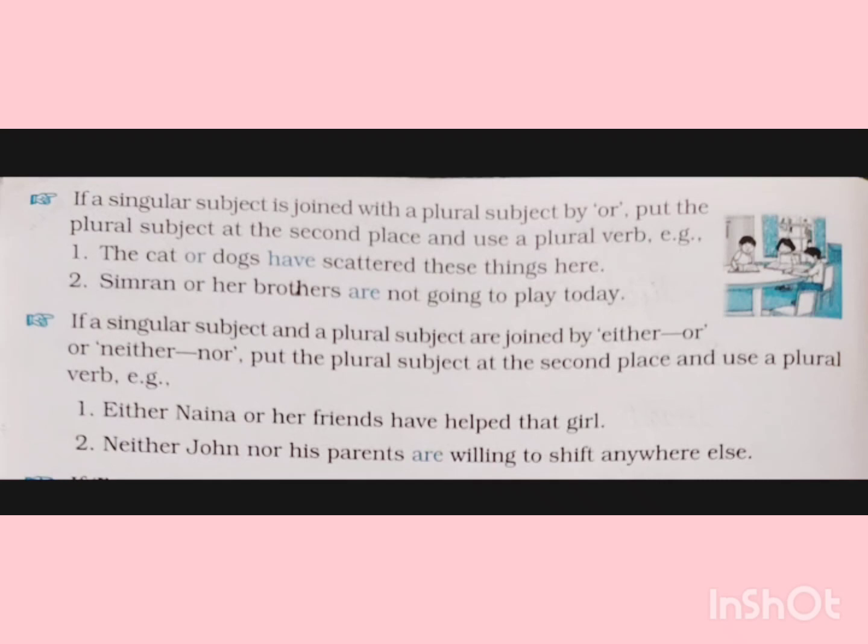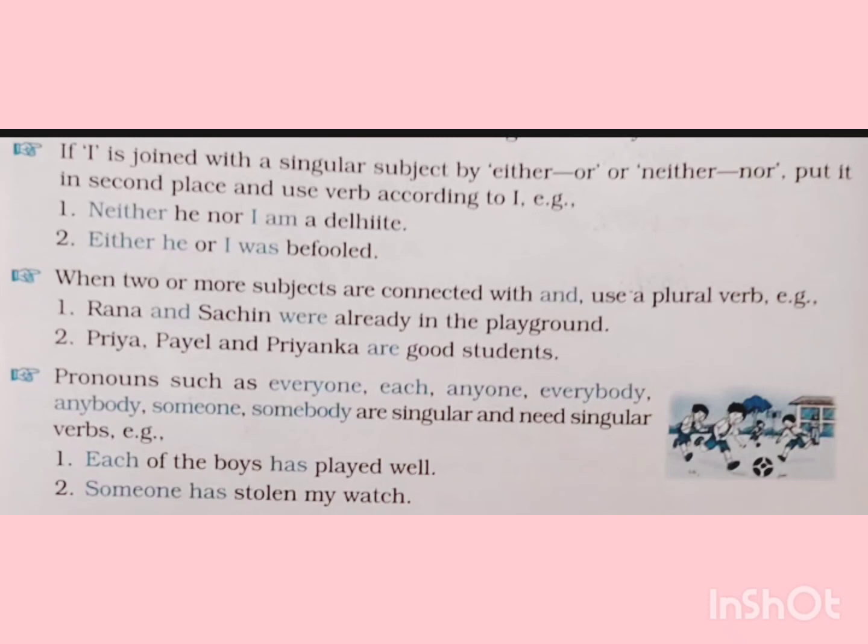So here Nana is single, her friends are plural, so we will use plural verb, that is have. Okay, see the second one: neither John nor his parents are willing to shift anywhere else. John is one, his parents are plural, so one singular subject and the other one is plural subject. So in this case also we will use are, that is the plural verb. Okay, now see the last one.